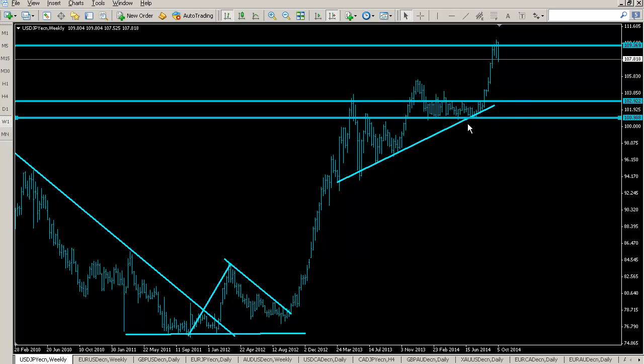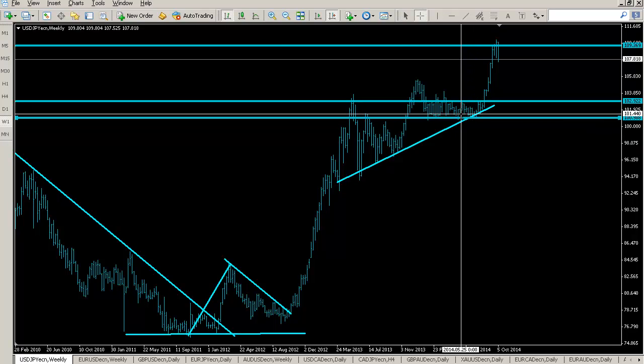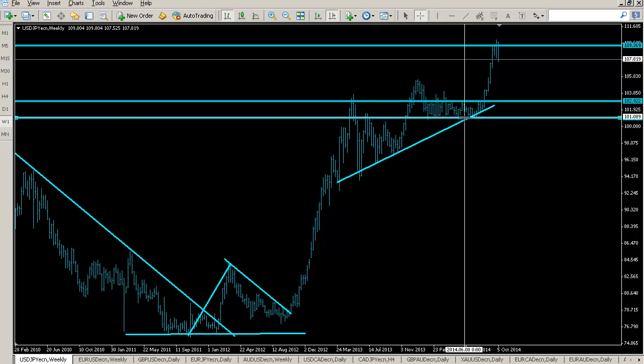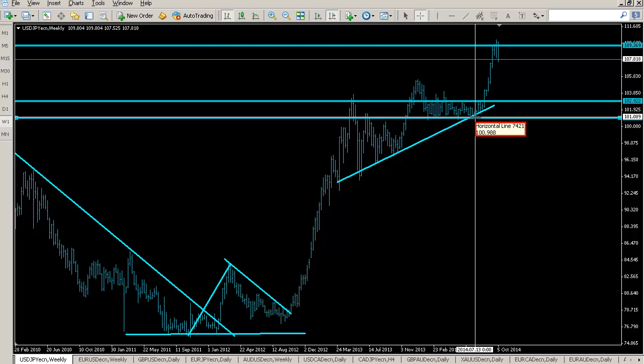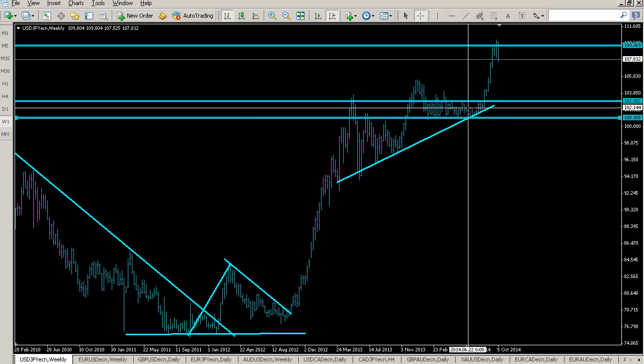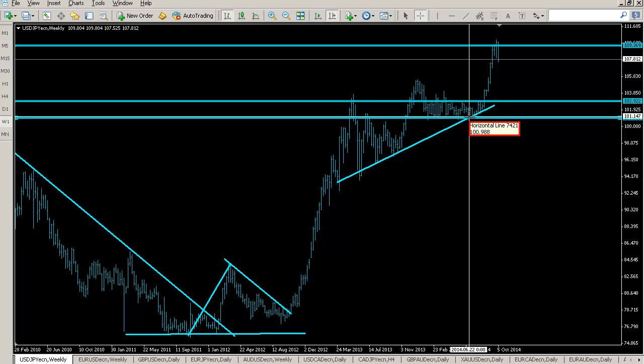This is important information for you, because when that happens, and this is something you might want to write down, because it's very, very powerful. A horizontal line in combination with a trend line, when the price hits that, usually two things happen. It will bounce and move quickly in the direction of the main trend.